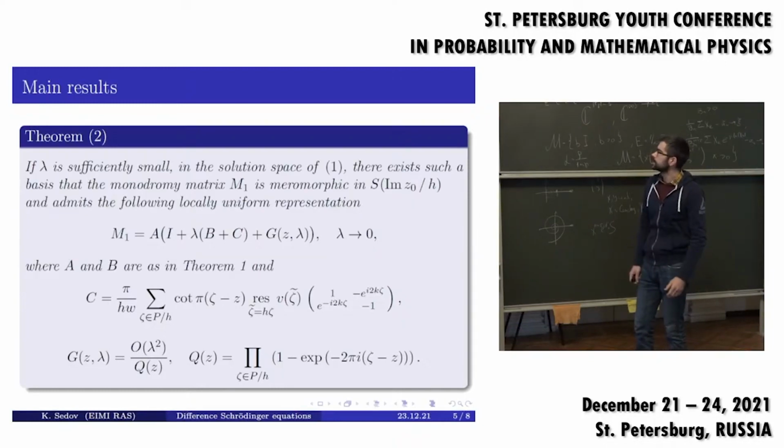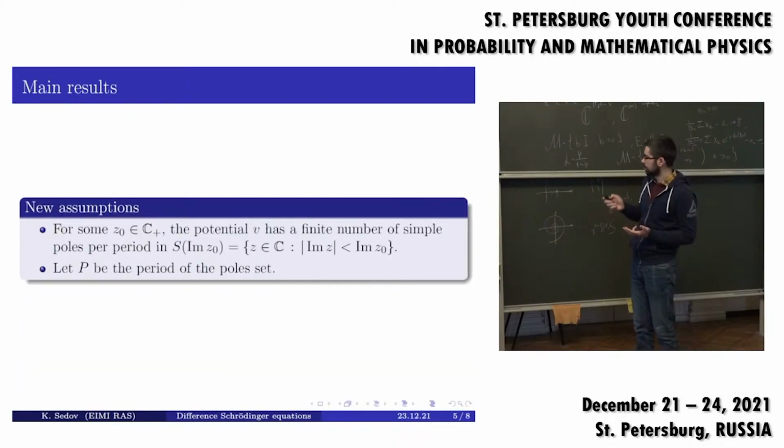Also, we can see that the monodromy matrix turns out to be meromorphic in some strip, and it has poles in the set of points that can be described as pi by h plus an integer, where P is the period of the pole set.